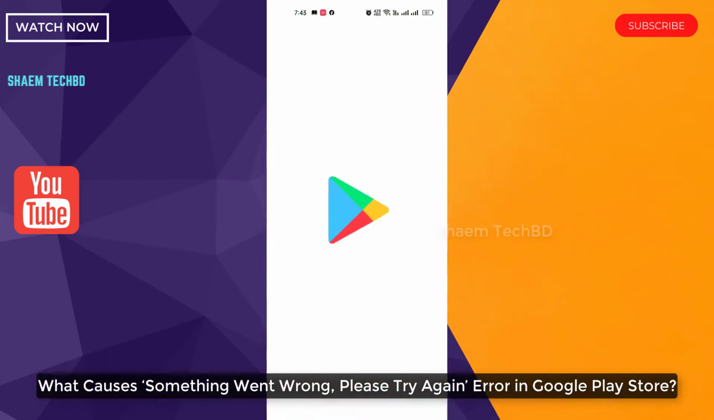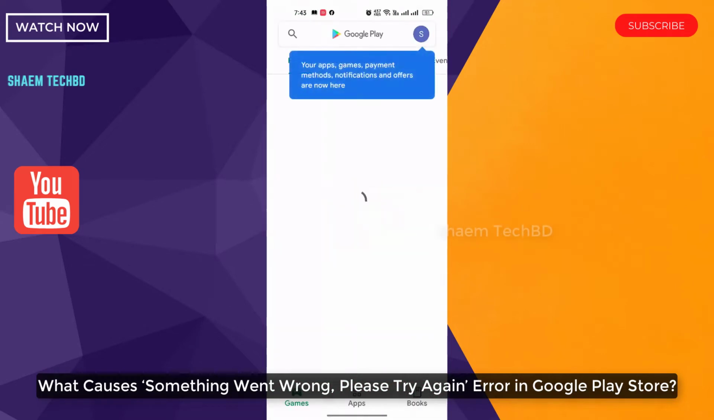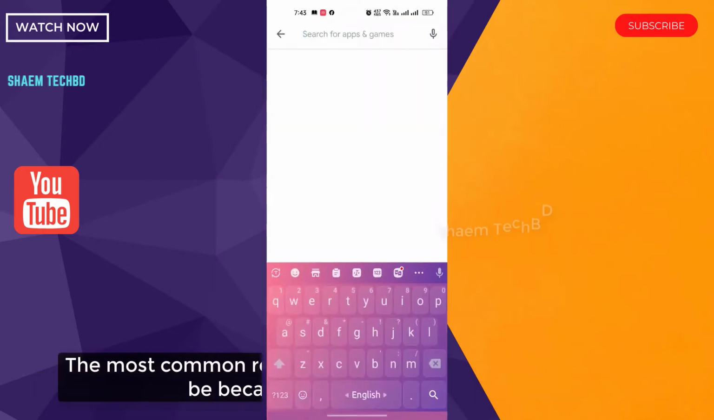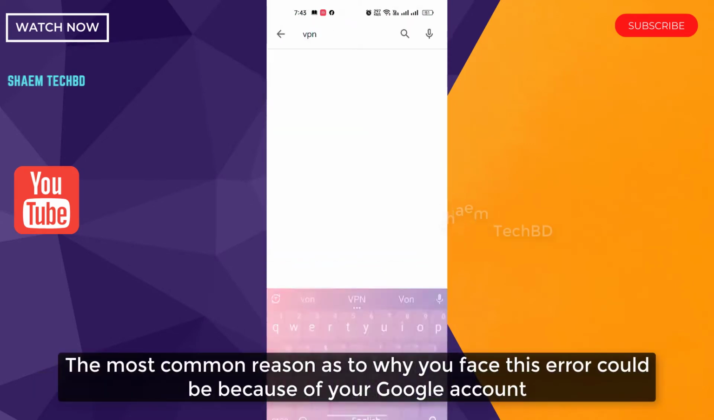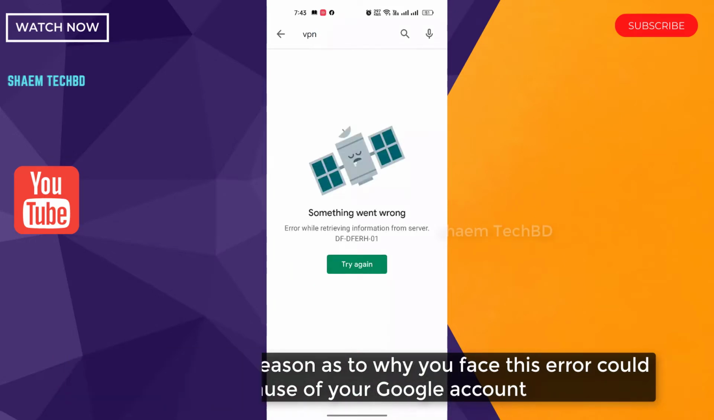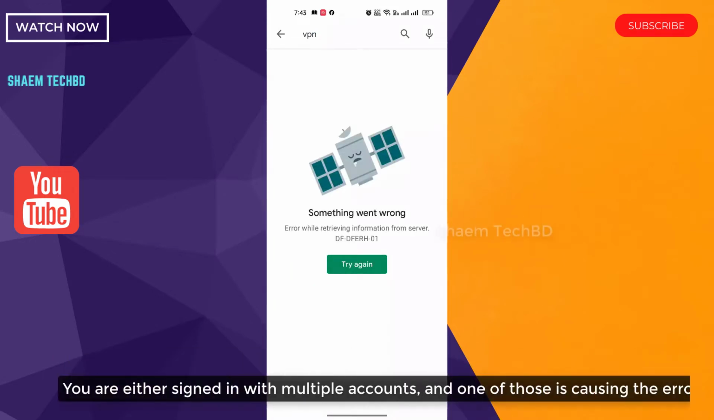What causes the "Something went wrong. Please try again" error in the Google Play Store? The most common reason you face this error could be your Google account. Here, you are signed in with multiple accounts, and one of those is causing the error.